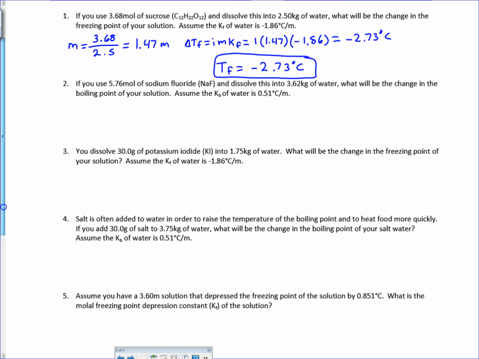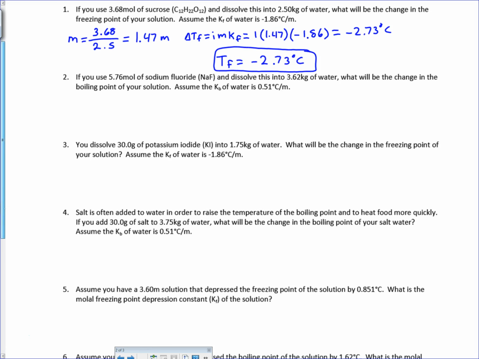Problem 2, it says you got 5.76 moles of sodium fluoride. It's dissolved in 3.62 kilograms of water, and it's asking what the change in the boiling point will be. So this one here, our Van 't Hoff factor is 2 because it's sodium fluoride. NaF is an ionic substance. It's going to split into an Na ion and an F ion. So we're going to start here and say the molality equals our moles, 5.76, over our kilograms, 3.62. You divide those, you get 1.59.